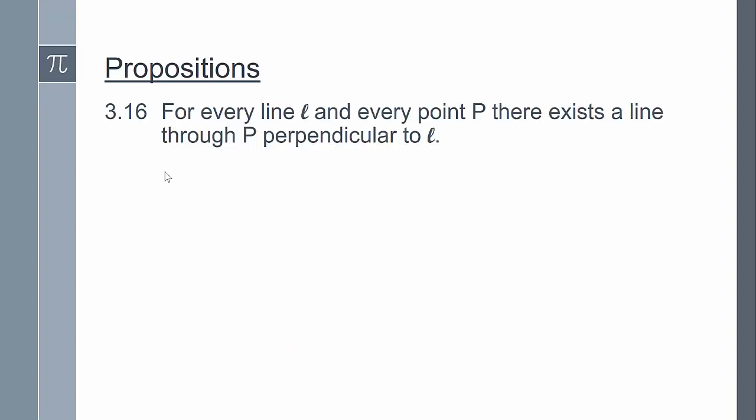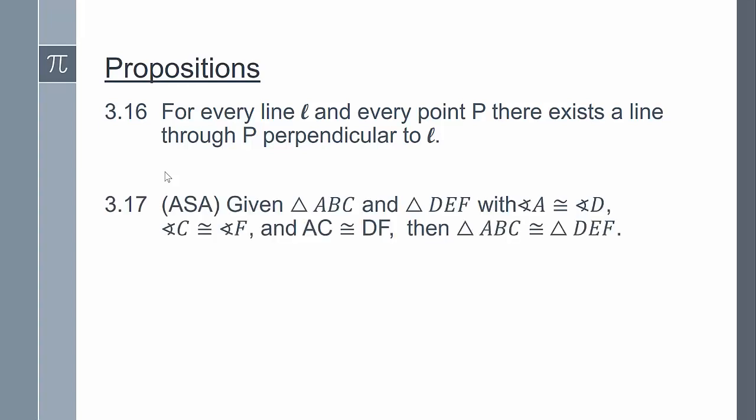So let's look at some more propositions that are results of the congruence axioms. Proposition 3.16: for every line L and every point P, there exists a line through P perpendicular to L. Proposition 3.7, this is the angle-side-angle criterion for congruent triangles. Given triangle ABC, a triangle DEF with angle A congruent to angle D, angle C congruent to angle F, and segment AC congruent to segment DF, then triangle ABC is congruent to triangle DEF.